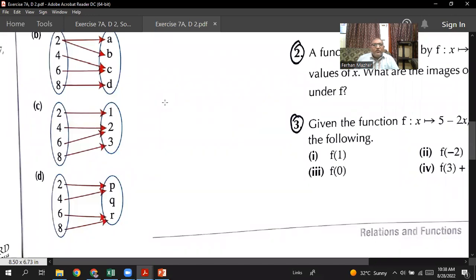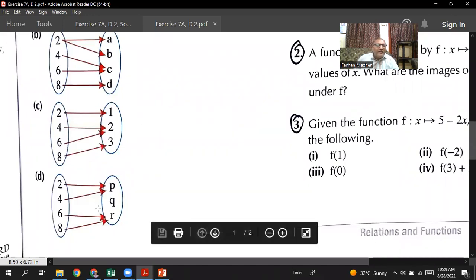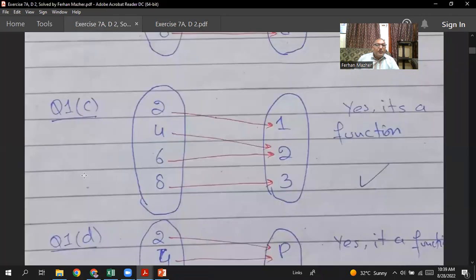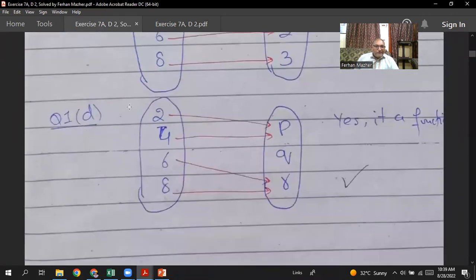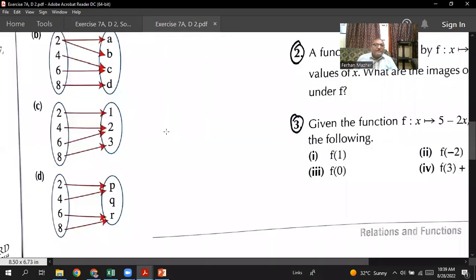If you look at question number 1, it's D part. Here is the domain, and the images are shown. 2 images P, 4 images P. This has no problem. Two domains can have the same image. 6 has the image R, and the 8 has the image R. So there is no problem if two domains have the same image. One of the members of the images does not have any domain. It is also not a problem. So yes, it's a function. There's no problem with it.